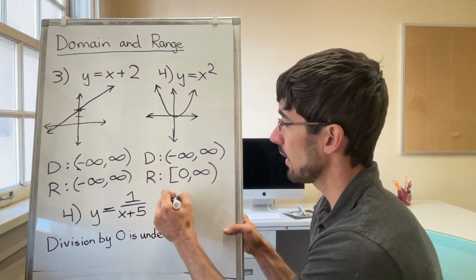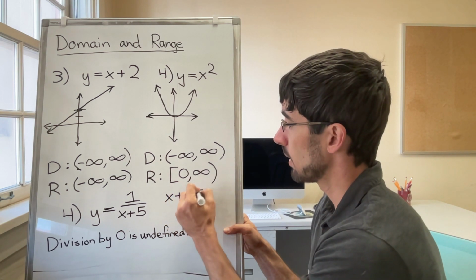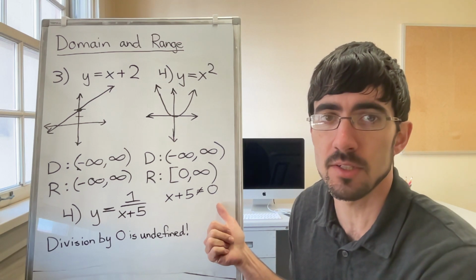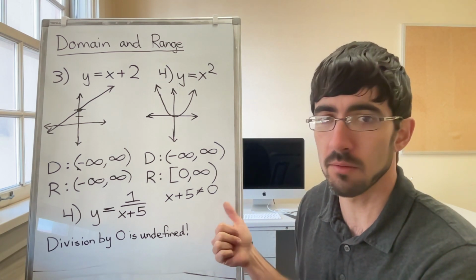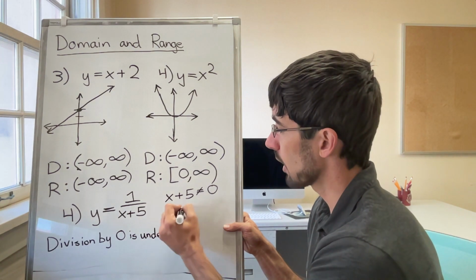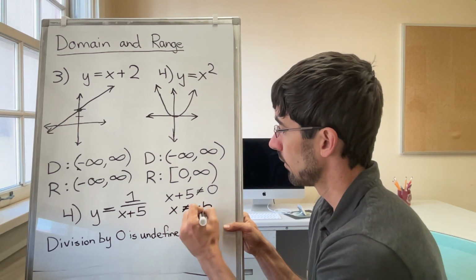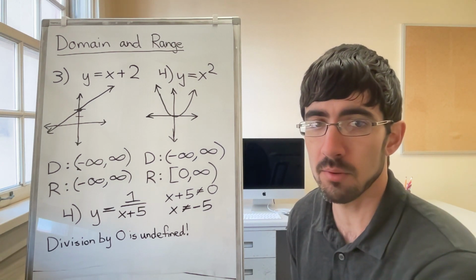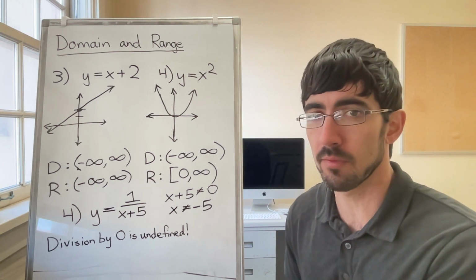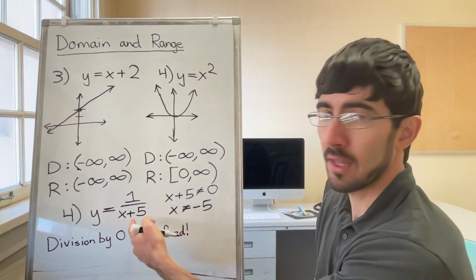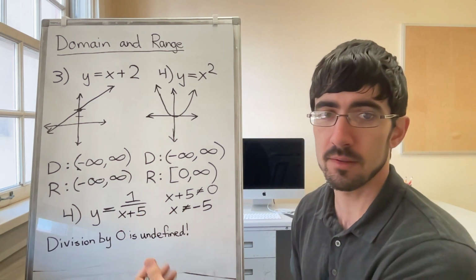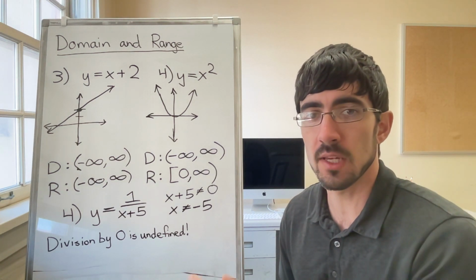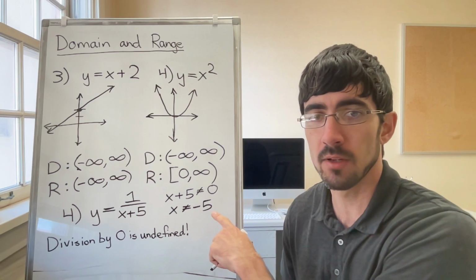So I can find that problem spot by taking the denominator and saying this denominator is not allowed to equal 0. x plus 5 does not equal 0. That means if I subtract 5 from both sides, x cannot equal negative 5. x does not equal negative 5. It could be anything else, but if it equaled negative 5, then that denominator would be 0 and this expression would be undefined. So my domain here is all the x values except for negative 5.